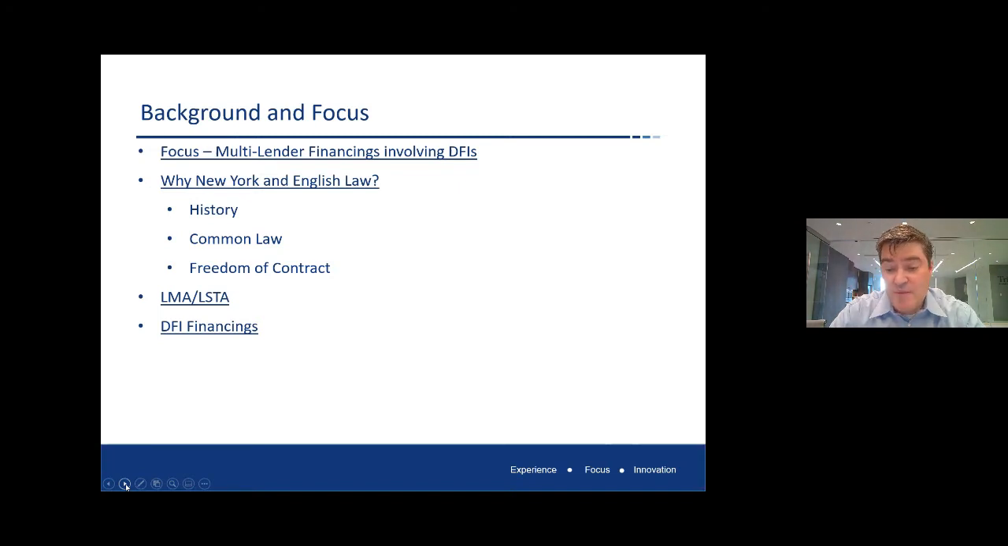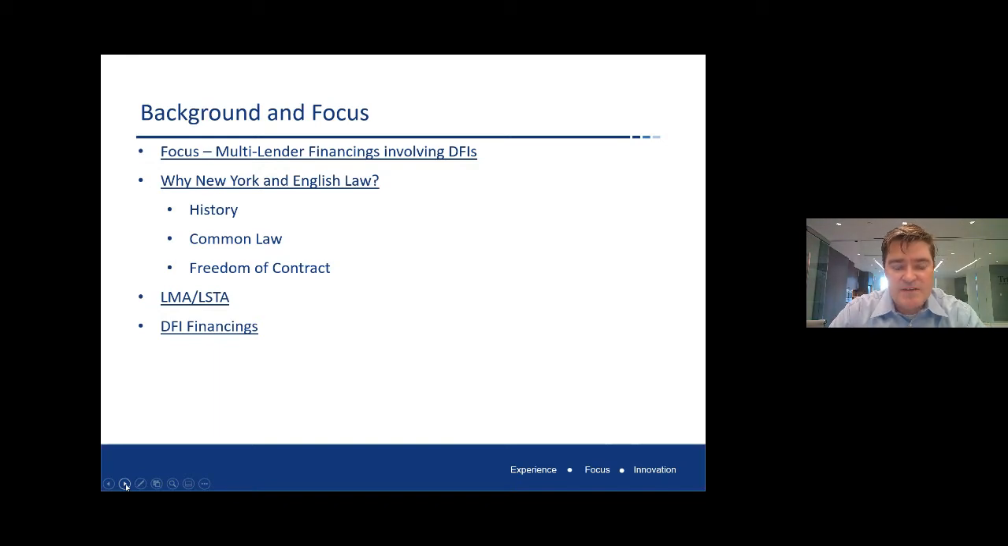Both New York and English law are common law, as opposed to civil law. So the main difference between common law and civil law is that common law is built upon precedent and case law, whereas civil law tends to have much more specified rules and regulations governing contracts and other matters relevant to financings. As a result, as a general matter, the general impression is that both New York and English law offer greater freedom of contract. So there's more leeway given to the parties being able to agree what they want a deal to be, as opposed to having to follow the dictates of what is statutorily allowed.